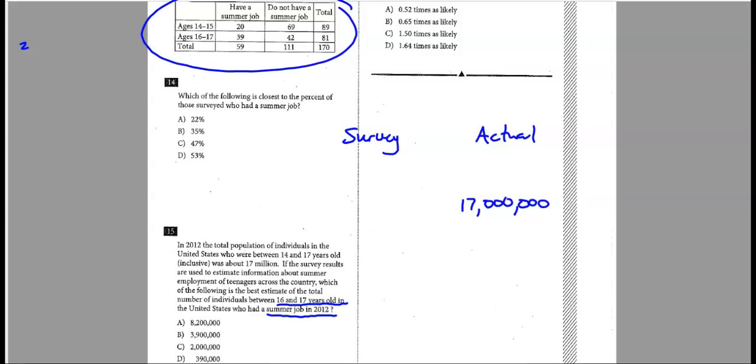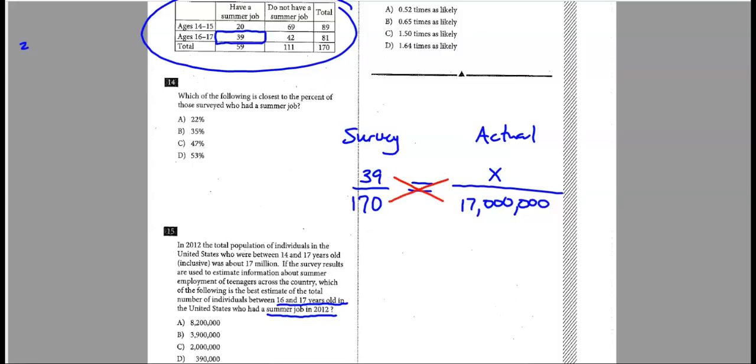And in our survey, we're talking about individuals between 16 and 17 who had a summer job. So 16 and 17-year-olds that had a summer job was right here. So in our survey, 39 out of the 170 kids had a summer job. So if it was a valid or a reliable survey, I should be able to apply it to a larger population and find out how many kids out of the 17 million. Now this is a nice one. You know, I could cross multiply if I want to.